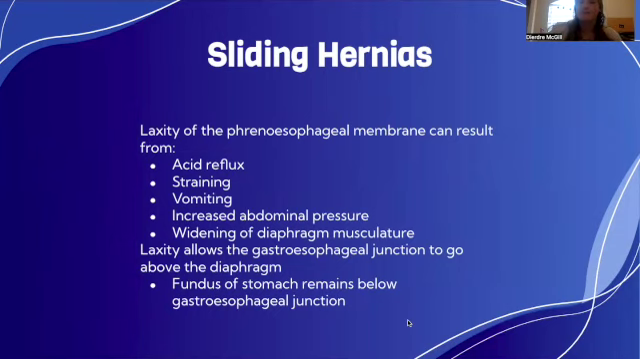Laxity of the membrane can result from acid reflux, straining, vomiting, increased pressure in the abdomen, widening of the musculature. So just anything that's going to cause it to wear down and not allow the esophagus to return back to its place. And laxity of the gastroesophageal junction will allow it to go above the diaphragm. However, the fundus of the stomach will still remain below the junction. It'll just come up a little bit.